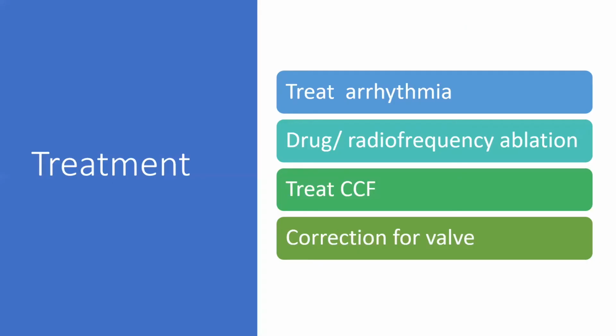Okay, and the treatment is of course only symptomatic. So if there's an arrhythmia, you treat it. If there is a WPW, you treat with a drug or a radiofrequency ablation, treat the congestive cardiac failure, and then you can do a corrective surgery. Okay, so treatment is symptomatic medically or correction by surgery.